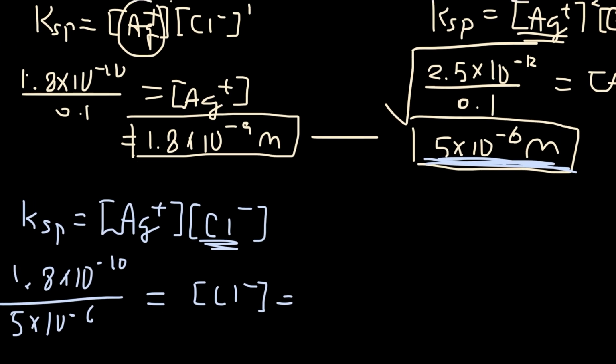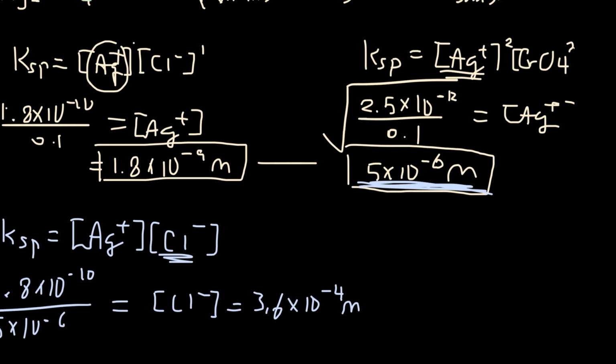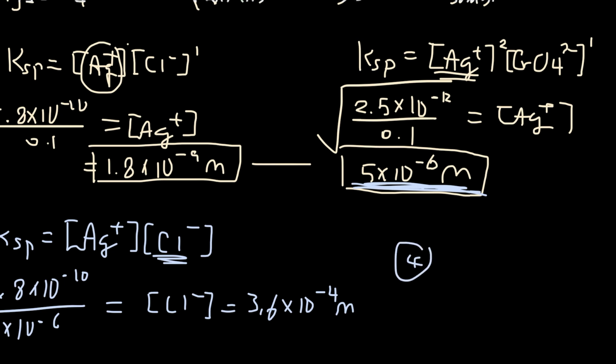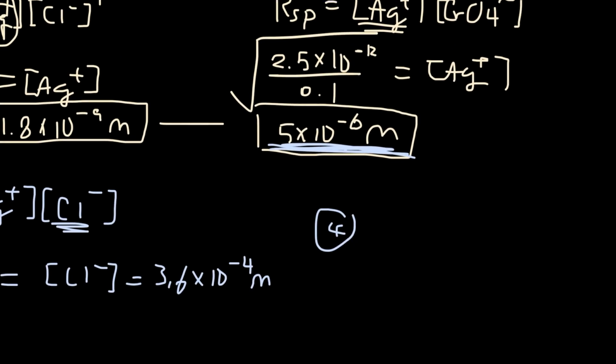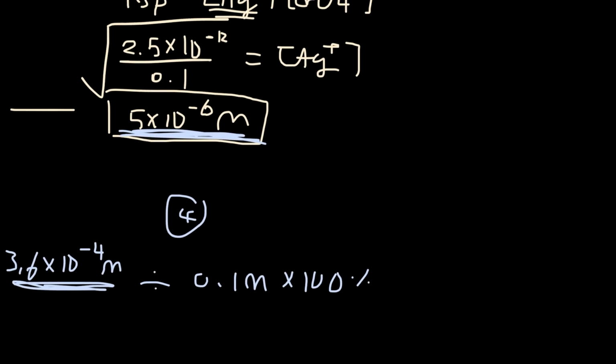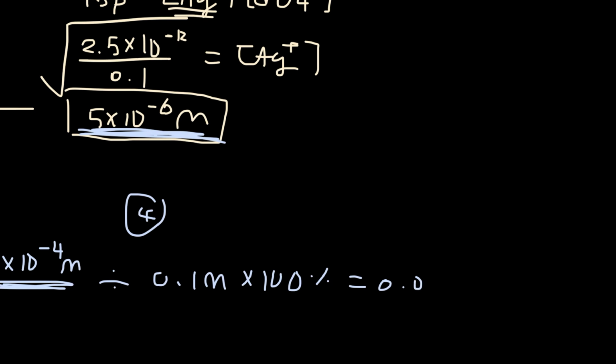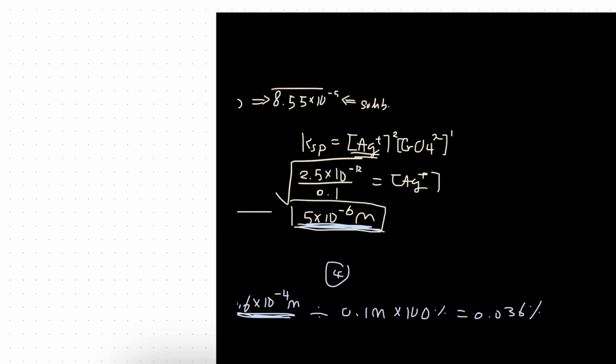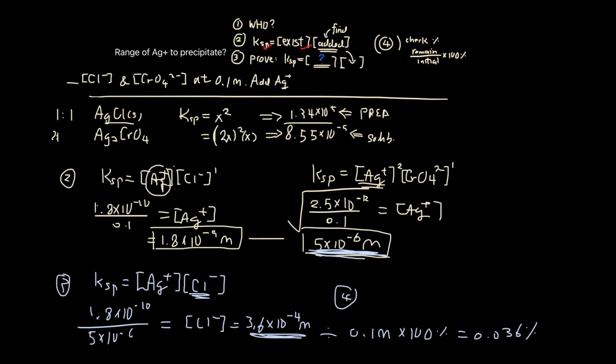Chloride, that will give us 3.6 times 10 to the negative 4 moles per liter. And the last step of checking is to verify how much of it has been dissolved. So this is the final amount remaining divided by the initial concentration times 100, and that tells us how much remains, which is very small, telling us that this was an effective precipitation when we add this amount of silver ions that will precipitate practically everything relating to chloride.